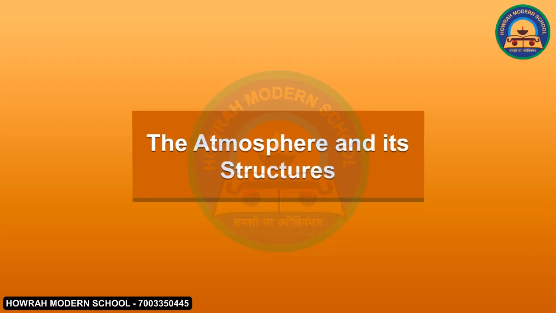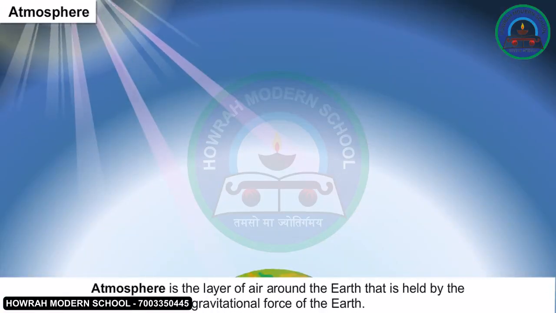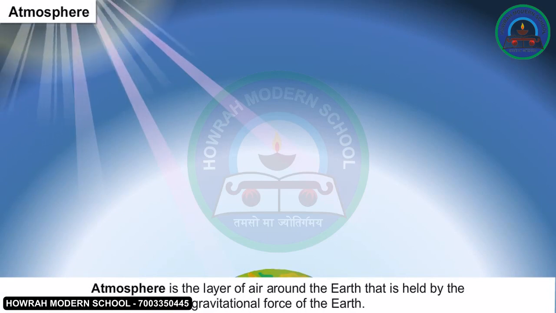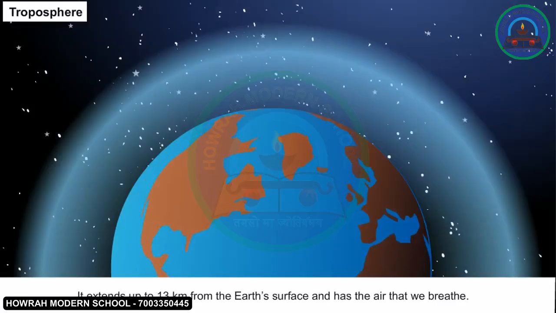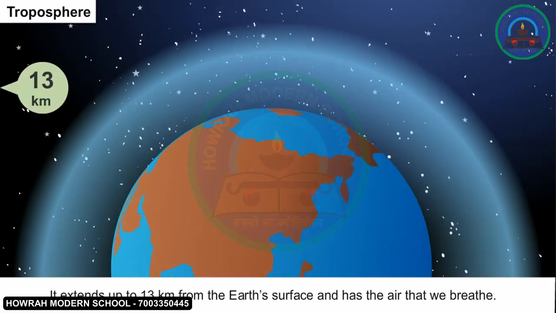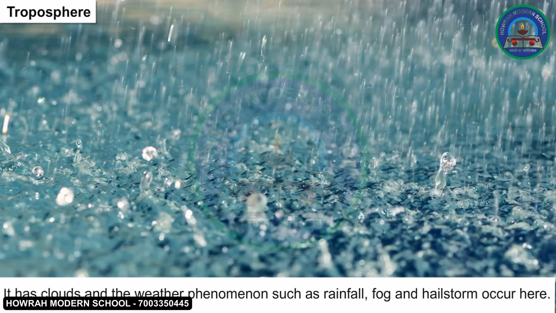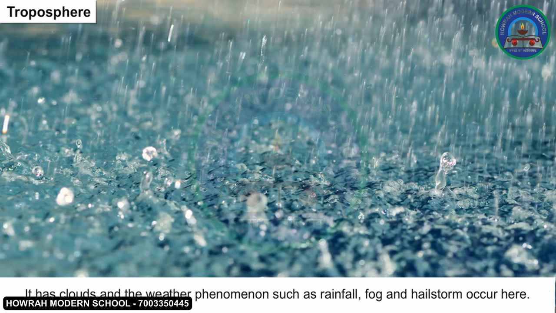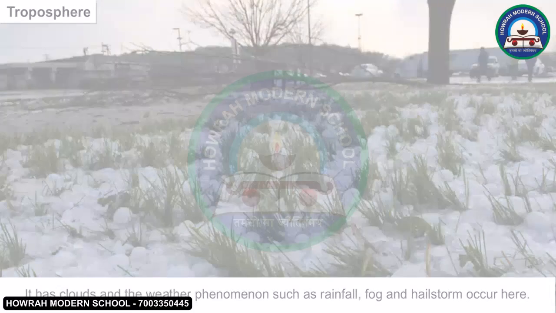The atmosphere and its structures. Atmosphere. Atmosphere is the layer of air around the Earth that is held by the gravitational force of the Earth. There are several layers of the atmosphere. Troposphere. It extends up to 13 km from the Earth's surface and has the air that we breathe. It has clouds and the weather phenomenon such as rainfall, fog, and hailstorm occur here.